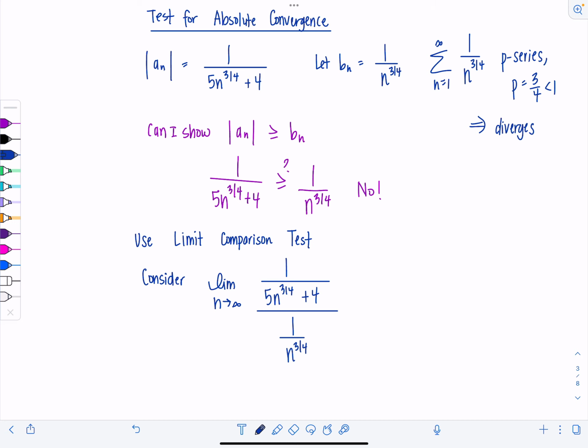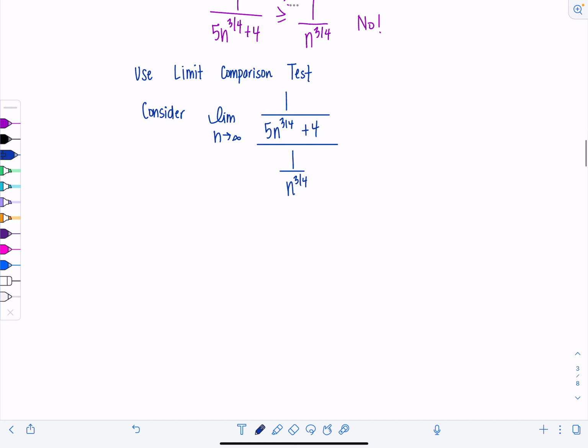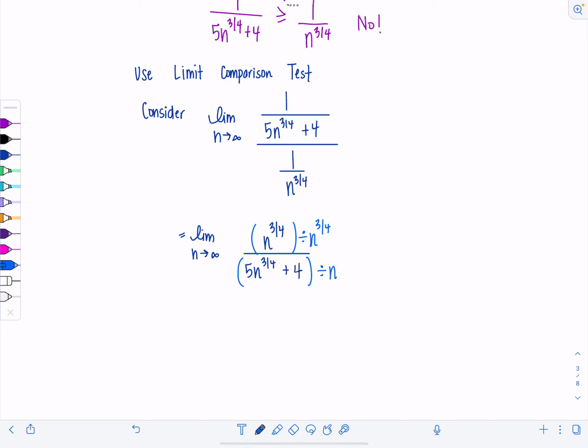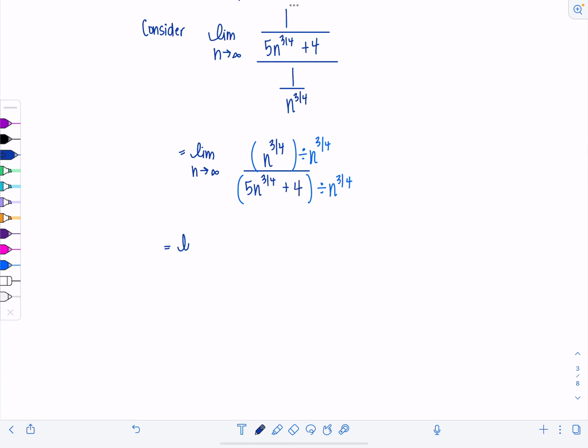And then if I'm dividing by 1 over n to the 3/4, that's the same as multiplying by n to the 3/4. So this is the limit as n goes to infinity. Now I have n to the 3/4 in the top over 5n to the 3/4 plus 4. Now to evaluate this limit, I'm going to divide by the highest power of n in the denominator. That's always the rule. So divide by n to the 3/4, top and bottom. And then we should be able to take this limit, no problem.